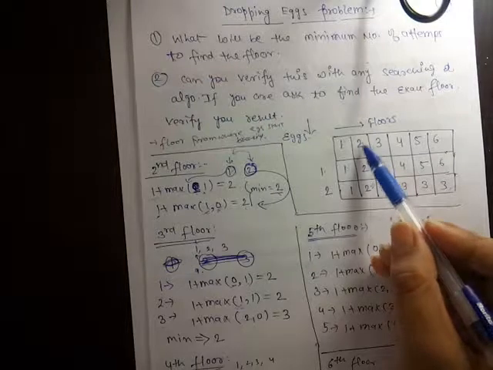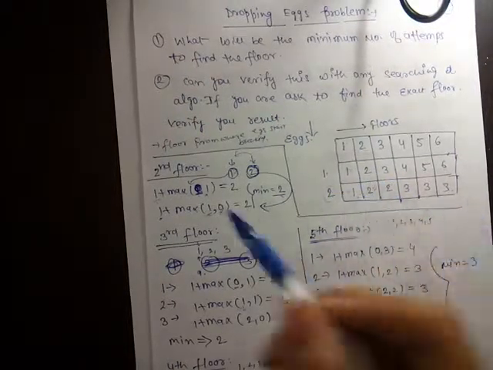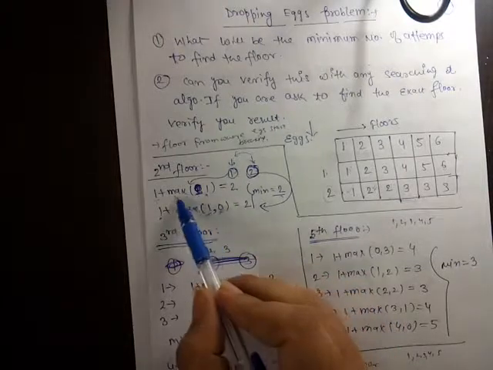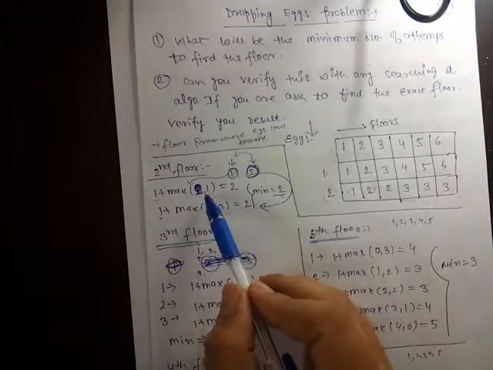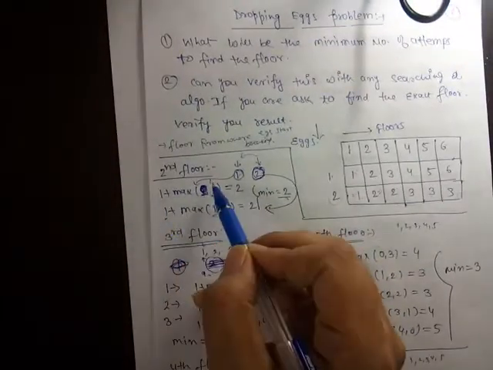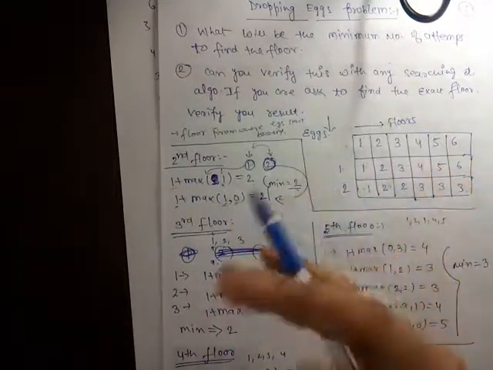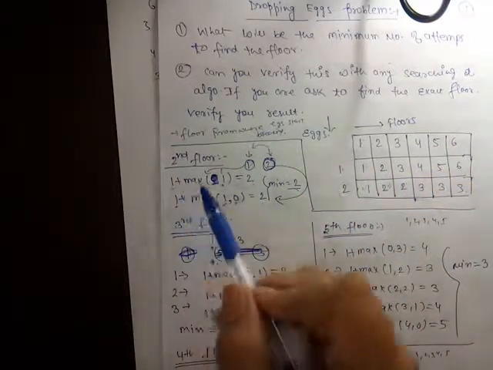So 2 eggs and 1 floor means 1. So I will put 1 here. Then I will calculate the maximum of 0 and 1. It will be 1. Then 1 plus 1 will be 2. What does this 1 mean? This 1 means the first attempt, whatever attempt you did. So first attempt, 1 plus 1 equals 2.